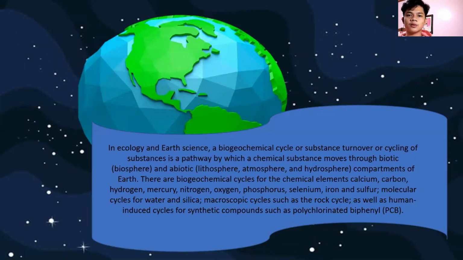There are biogeochemical cycles for the chemical elements calcium, carbon, hydrogen, mercury, nitrogen, oxygen, phosphorus, selenium, iron and sulfur, molecular cycles for water and silica, macroscopic cycles such as the rock cycle, as well as human-induced cycles for synthetic compounds such as polychlorinated biphenyl or PCB.